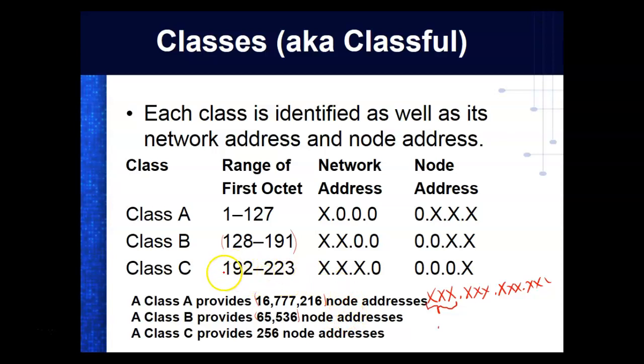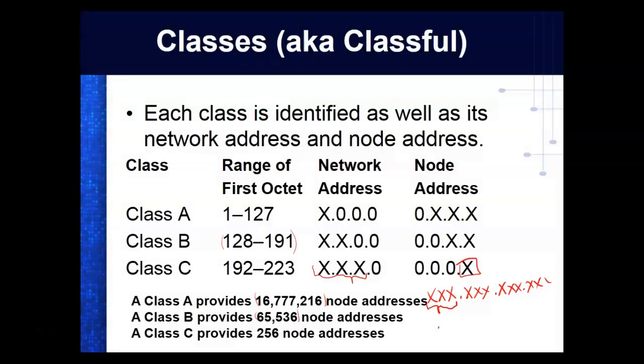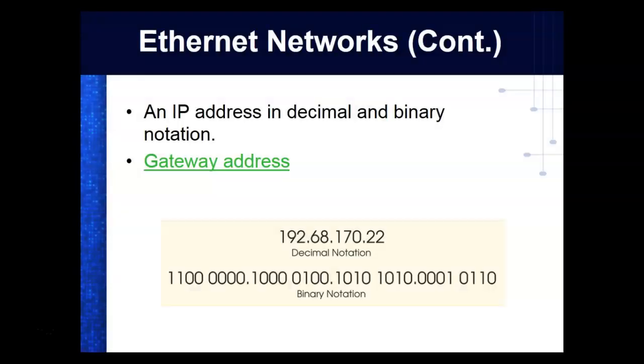And then Class C runs between 192 and 223, and that would be a Class C, which only provides, so the network ID is all these, and then the node ID would be this guy right here. What we talked about is that these classful IPs are very, very wasteful.